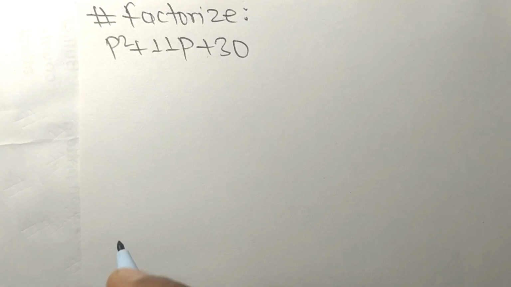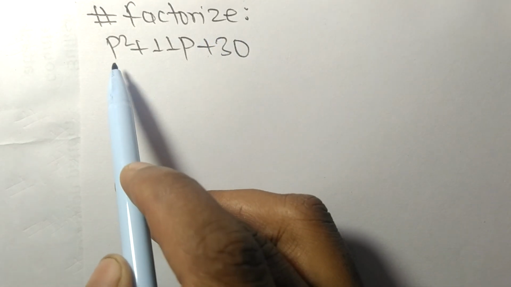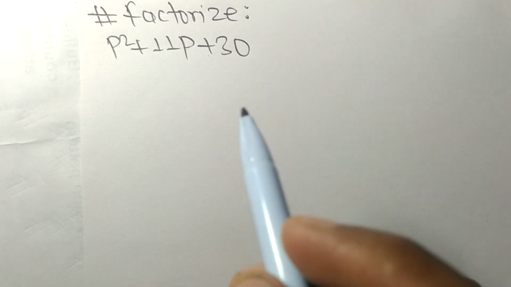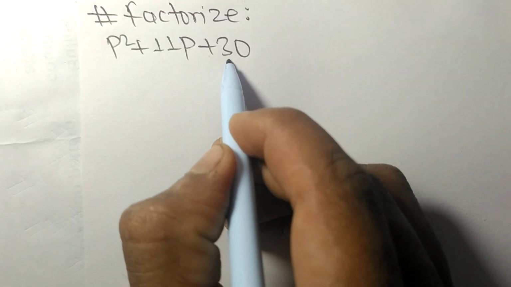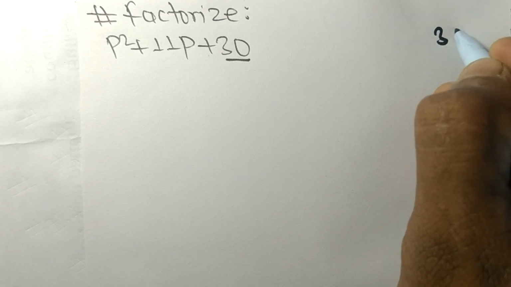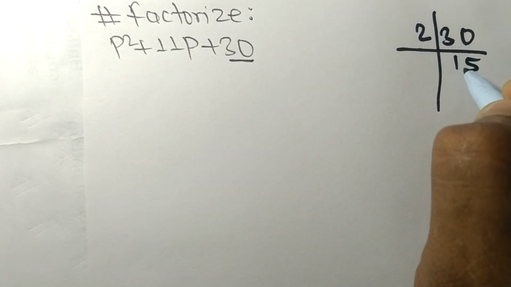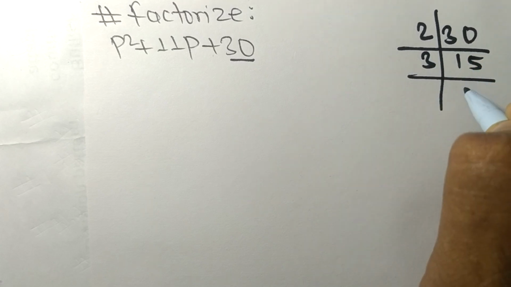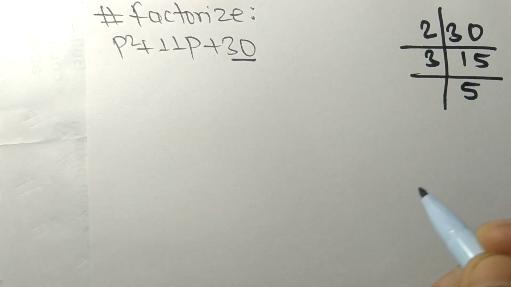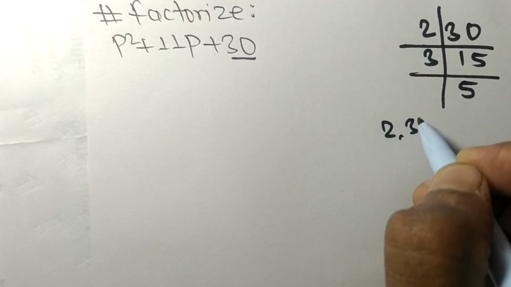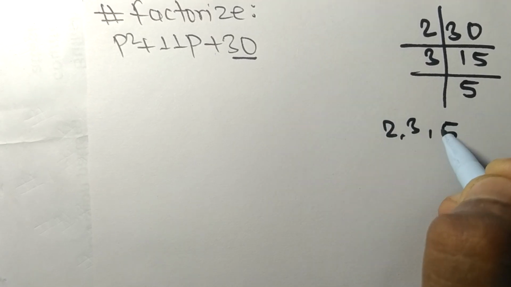So today in this video we shall factorize p square plus 11p plus 30. So first we factorize the last number 30. So it is 2 times 15 makes 30, and 3 times 5 makes 15. So now we have the numbers 2, 3 and 5.